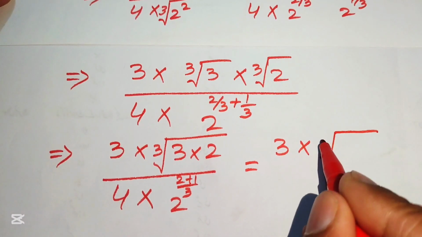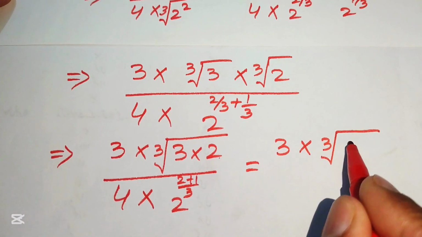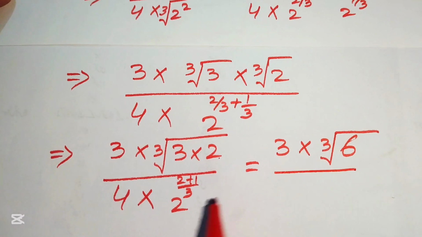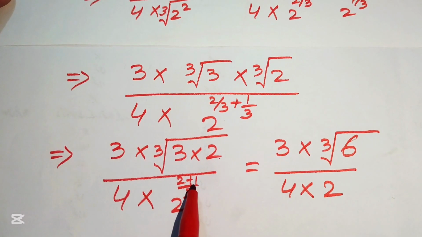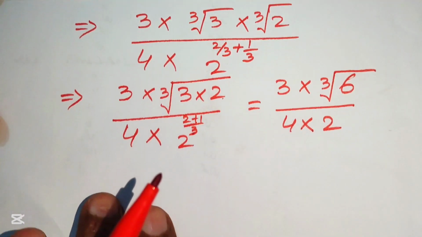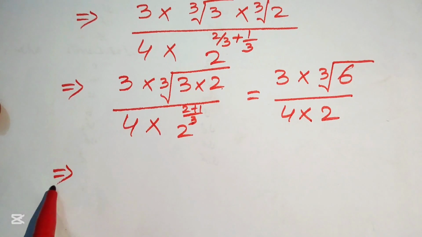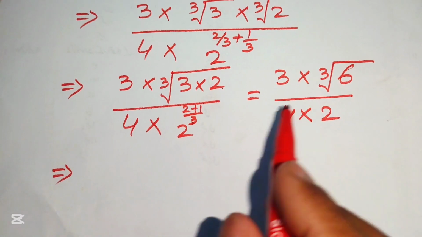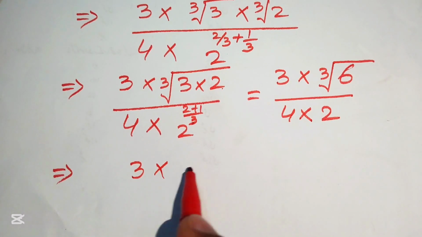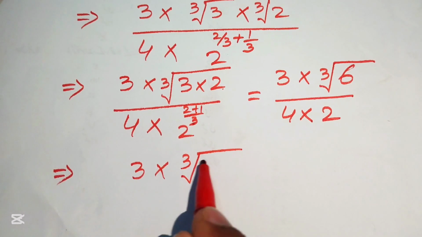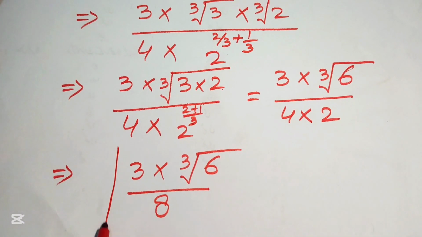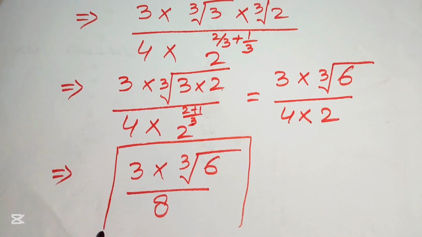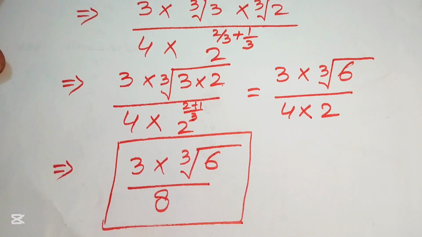Okay, so now you see here this 3 is cancelled out by this 3, and we obtain 3 times the cube root of, here you have 3 twos are 6, divided by 4 times 2, because 2 plus 1 is 3, this is cancelled out by this 3. And after that, our final simplified form of the given algebraic expression is 3 times the cube root of 6 divided by 4 twos are 8. This is the required simplified form of the given algebraic expression, and this is the final answer.